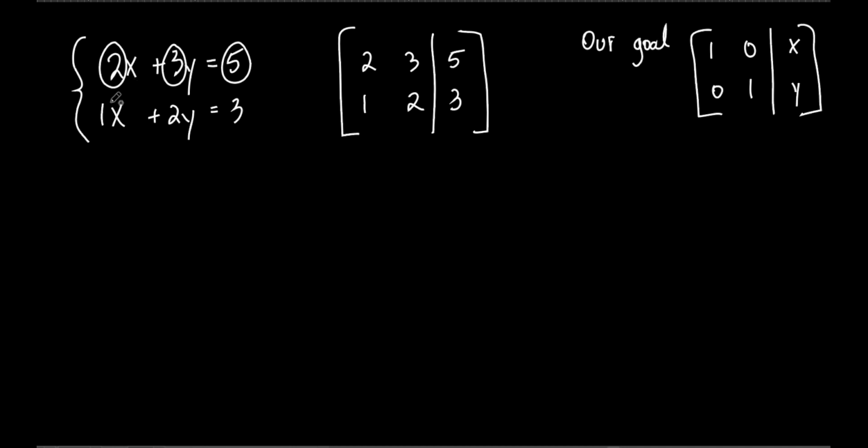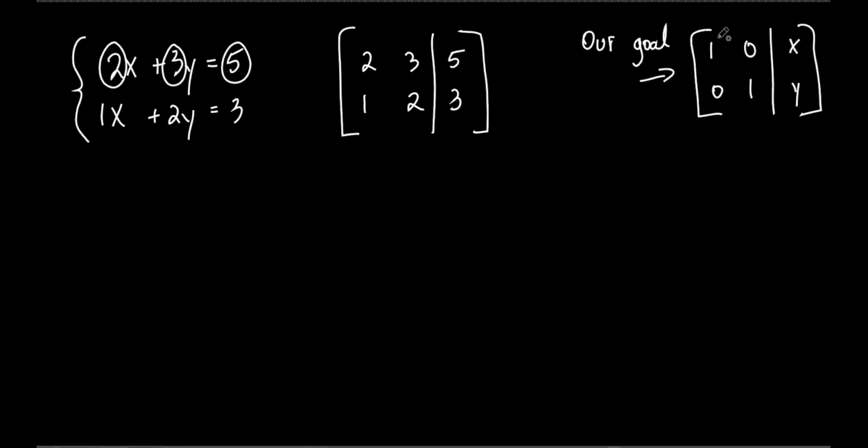Because like over here, did it matter that the 2x plus 3y equals 5 was on top? Nah, it could have been on the bottom. It wouldn't make any difference, would it? So let's just, since this is a 1 already, switch rows and put it on top. Everybody with me on that? Okay, because remember, this is our goal. We want it to look like this.